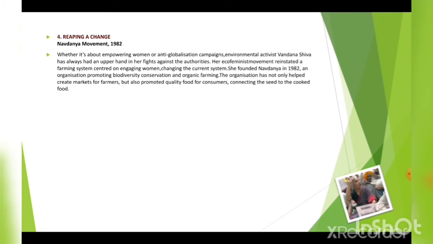The organization has not only helped create markets for farmers, but also promoted quality food for consumers, connecting the seed to the cooked food.